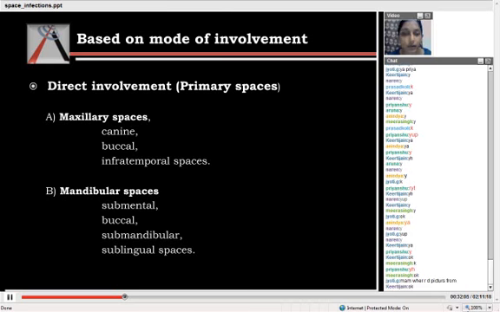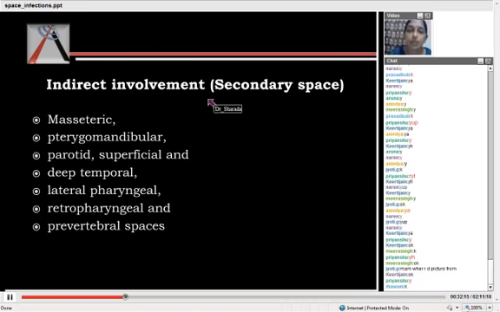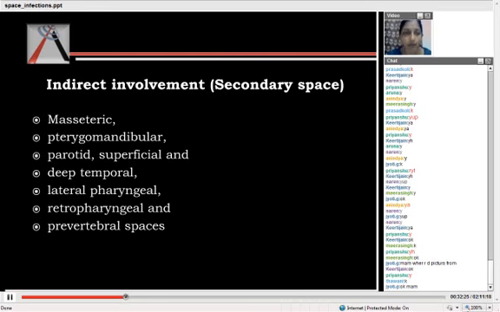So you know the primary spaces: submental, buccal, submandibular, etc. Indirect involvement: if you don't treat the infection and it continues to spread, it will go off to the secondary spaces, which are not directly involved with the teeth, not in direct or immediate contact with the teeth. For example, masseteric, pterygomandibular, parotid, superficial and deep temporal, etc.